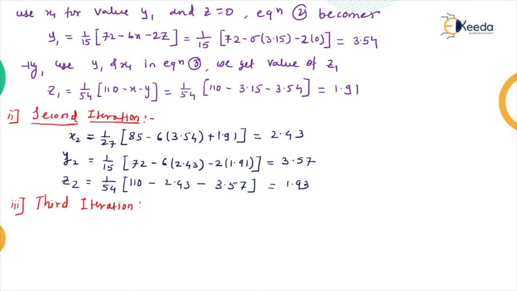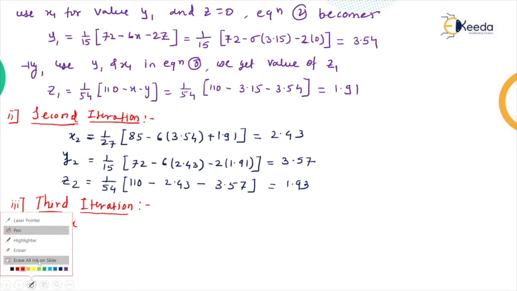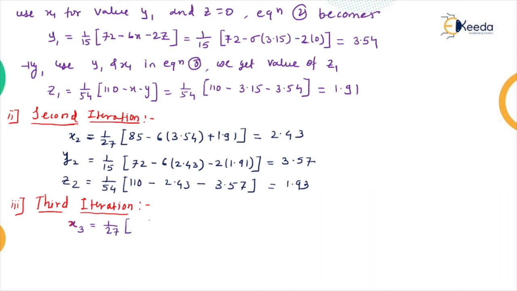So how will we take the third iteration, guys? You have to use the recent value for x. For the next iteration, suppose I am writing here x3. So how to write x3? x3 is 1 upon 27 in bracket 85 minus 6 into y. Recently y was calculated as 3.57, so I am writing here 3.57.